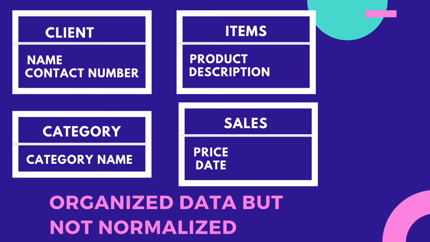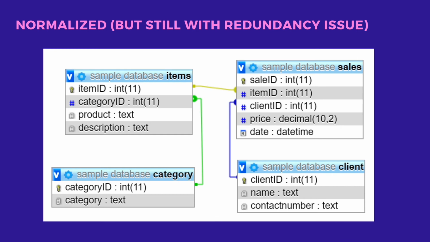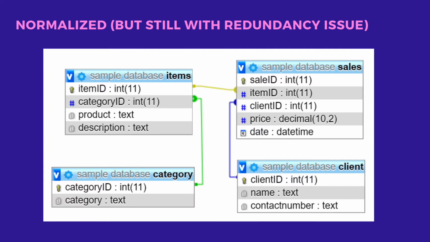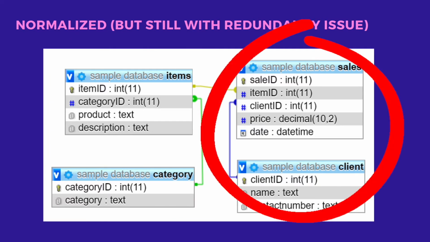If you apply normalization and relation in your database to reduce possible redundancy, it will look like this. You will relate your tables. For example, for your items, there's a foreign key from category, so you will know that this item belongs to this category. So these two tables are related. And for the client, we relate it to the sales table. The same with the item.